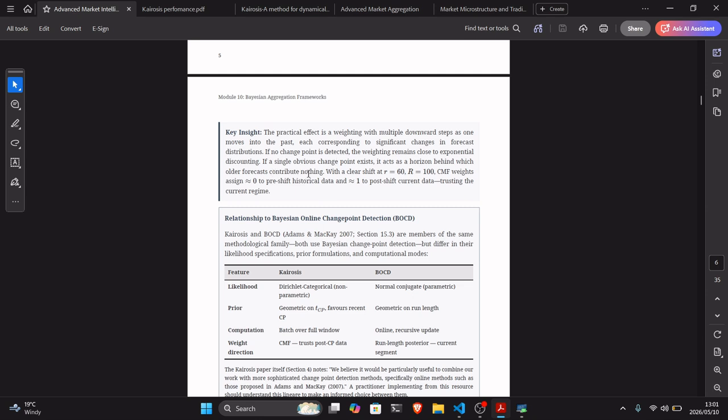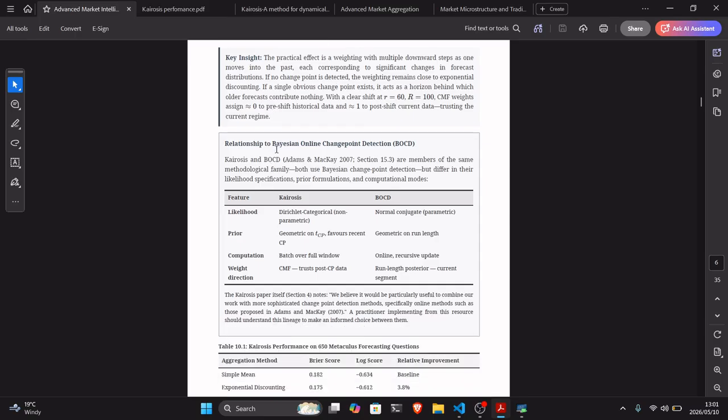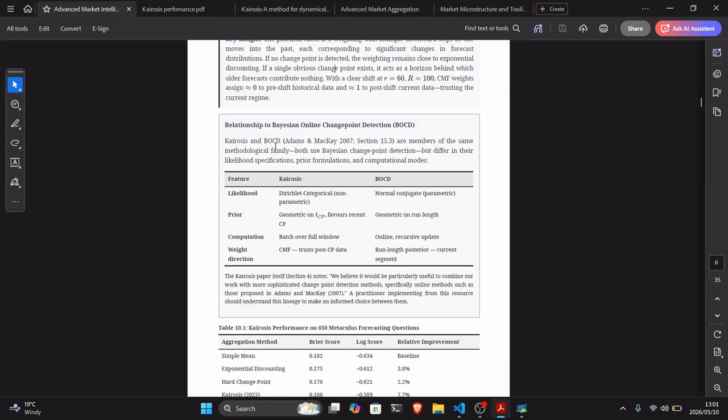With a clear shift at r equals 60, R uppercase equals 100, CMF weights assign approximately 0 to pre-shift historical data and approximately 1 to post-shift current data, trusting the current regime. Relationship to Bayesian online change point detection, or BOCD. Kairosis and BOCD, Adams and MacKay 2007 in section 15.3, are members of the same methodological family. Both use Bayesian change point detection, but differ in their likelihood specifications, prior formulations, and computational modes.